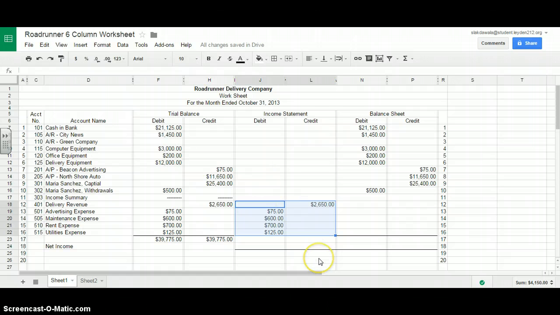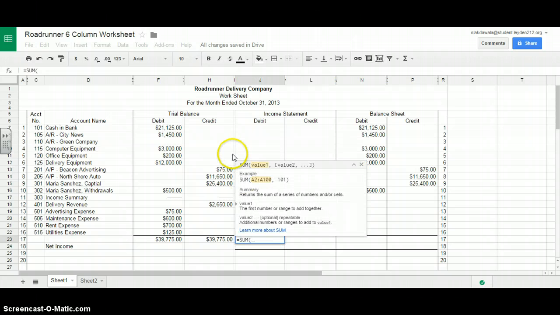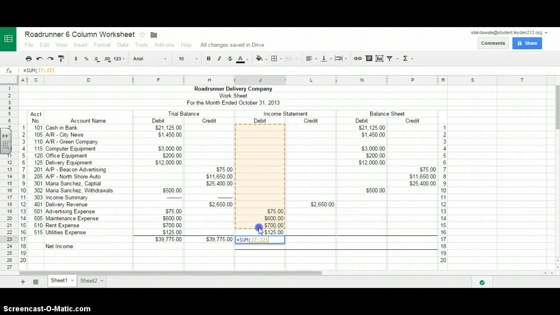Now our goal, just like when we did the trial balance by itself, is to have each of these sections balanced. So you'll notice that we got our trial balance numbers to balance. Our debits equal our credits. We're going to do the same thing going across for each of these columns. So let's again use our formulas. I'm going to start my formula, equal sign, sum, open my parentheses, and I am going to grab every single cell in this column.